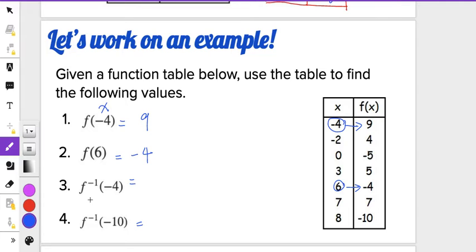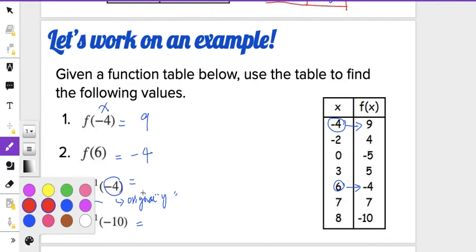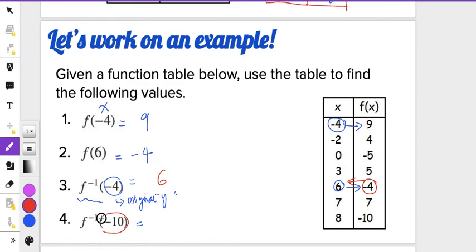Now let's check the next one. It can be a little bit tricky because the next one is f inverse of -4. As we mentioned, when we say inverse, this relation is switched, so the original output is my input. So this actually represents the original y. Instead of starting with x, this time we start with the original y. So we search for y equal to -4, and it's going to be 6. Again, f inverse of -10, this is the original y as -10. So we go here, -10 matches to 8, so this answer is 8.